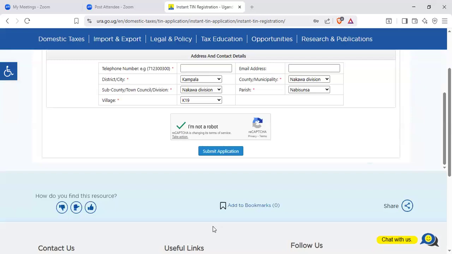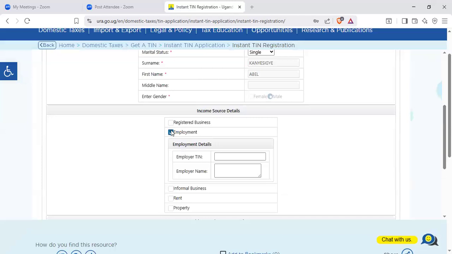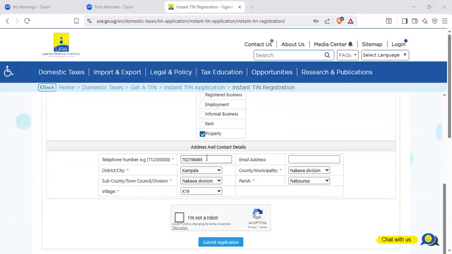URA will respond. Obviously, it is good also to include the email address. It is good that you include the email address. You have source of income. You click on the right thing. Okay. So I'm done. They can send your TIN on your telephone number, or they can first call you to confirm that indeed it's you. They can first call you to confirm, or they can just immediately send you your TIN.